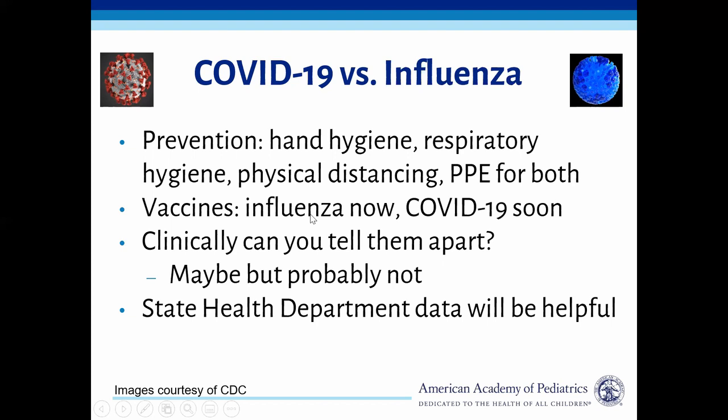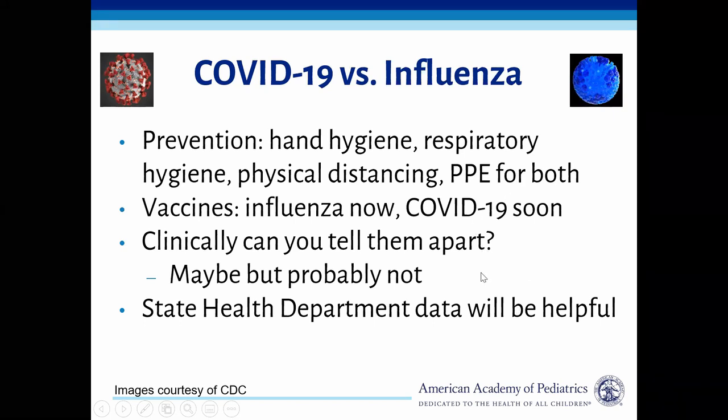What about vaccines? We have a vaccine for influenza now. We will have a vaccine for COVID-19. When it would be available for the general public isn't clear, but we think we will probably have a vaccine by the end of this year or early in the next year for many people. Clinically, can you tell COVID-19 from influenza? Maybe. There are a couple symptoms that are classic for COVID-19 that don't happen with influenza, and that is loss of taste or loss of smell, but those are uncommon in children anyway. So maybe you can tell them apart, but likely you're not going to be able to tell them apart.